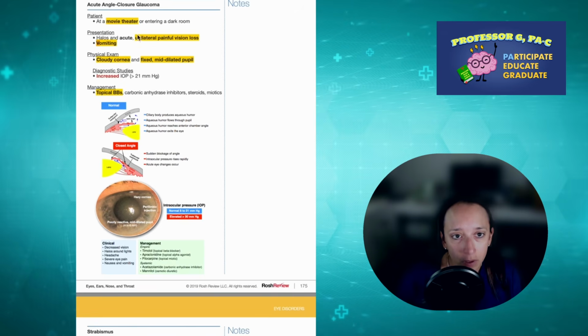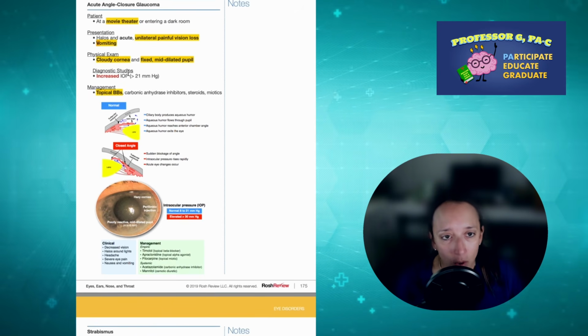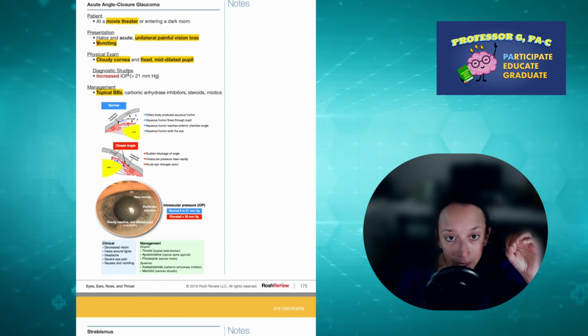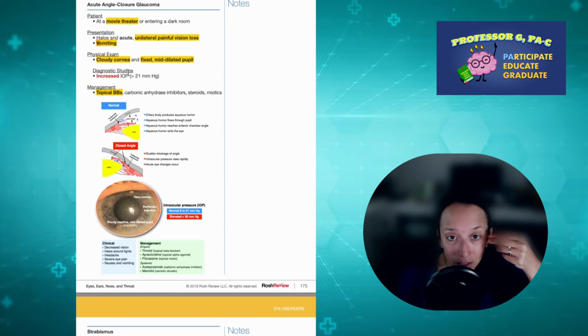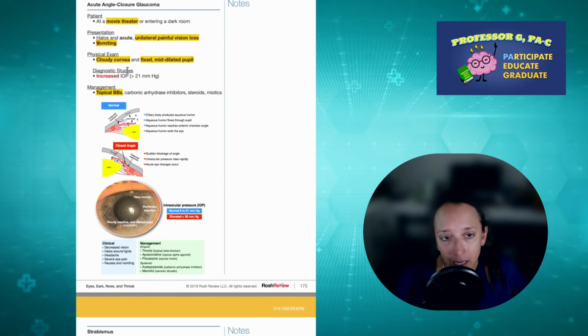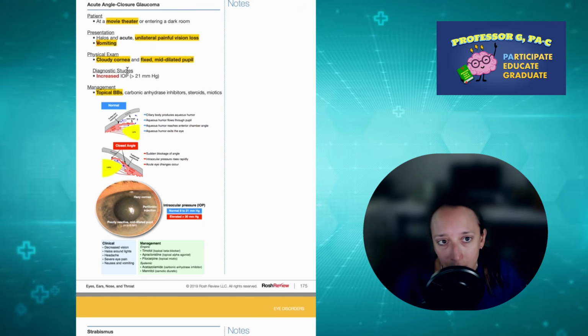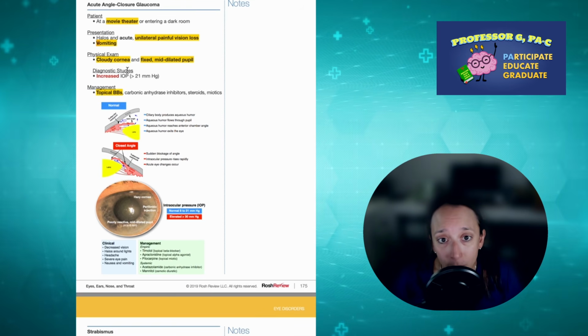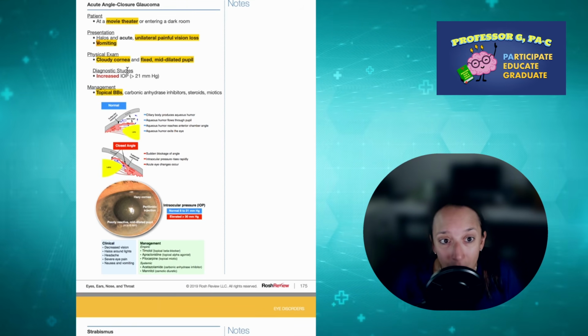So here's another quick look. A lot of times we'll see a patient that walks into a dark room like a closet or a movie theater. That dilates the eye and kind of stacks the iris in the corners, kind of further blocking off an already closed angle. And that's kind of how that precipitates the acute angle closure glaucoma. They'll present with halos and acute unilateral painful vision loss. Sometimes they'll have vomiting as well.